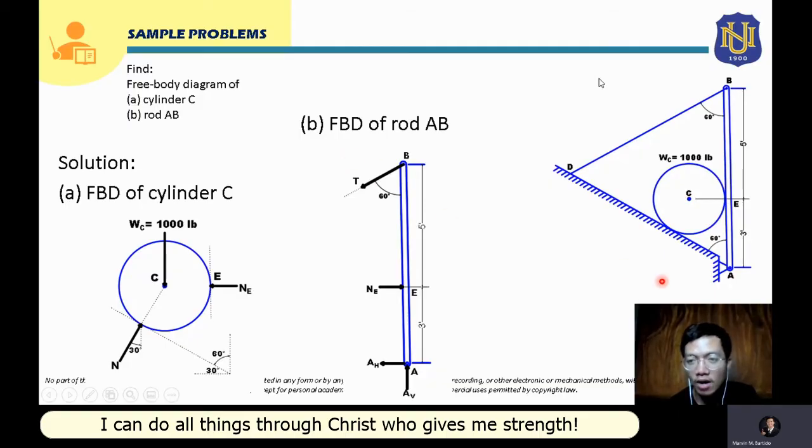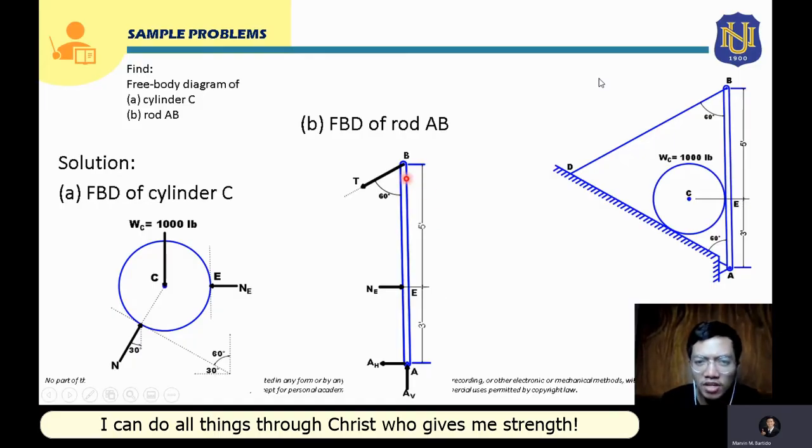Now here at point A, the support is a hinge support. For a hinge support, we know that there will be two reaction forces, horizontal and vertical. We will name our horizontal and vertical reactions here as AH and AV. Here, we are going to assume the direction of AH and AV, but we will base our assumption on the system. We will analyze this system.